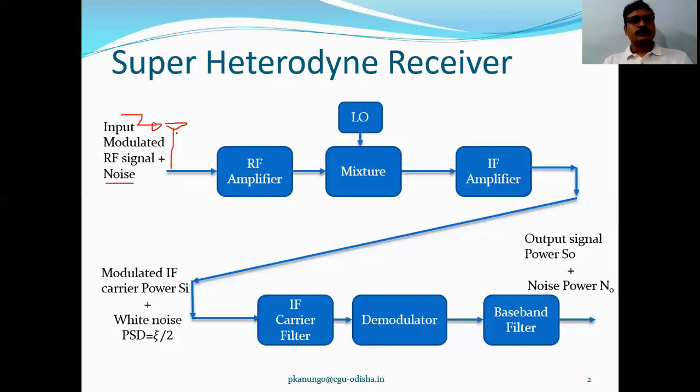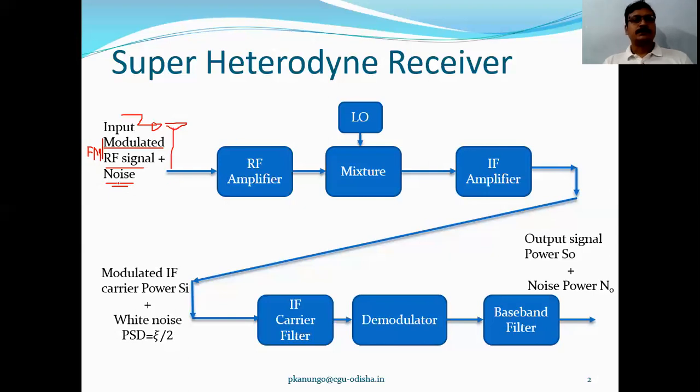Now we'll analyze the receiver performance of the superheterodyne receiver in the presence of noise. And here in this input, there are two terms. One is the modulated RF signal, another is noise. And this modulated RF signal, here in the FM receiver, is an FM signal. That is, the frequency modulated signal we are receiving, plus with that we are receiving noise.